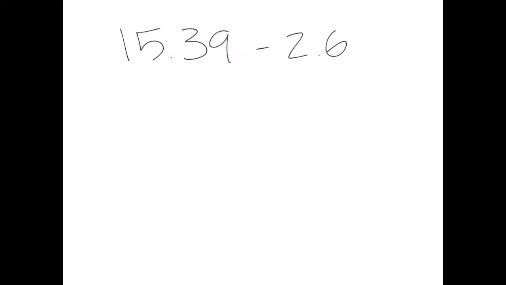Okay, now we are going to subtract 15.39 minus 2.6. We want to line up the decimals, and we put a placeholder as a 0. What is 6 minus 3? We can't do it, so we gotta borrow. 13 minus 6 is 7, and then 4 minus 2 is 2, and then 1 minus 0 is 1. Then we line up our decimals, 12.79 as our answer.